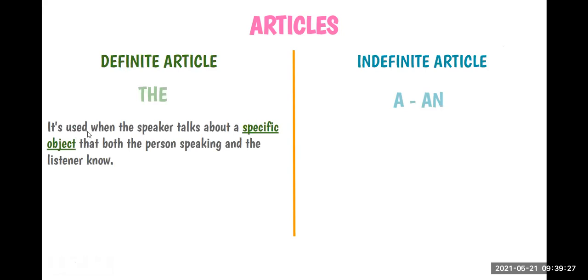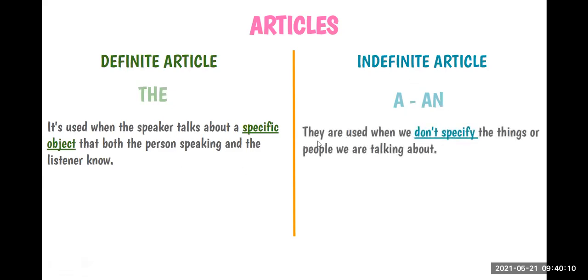So what is a definite article? It says it is used when the speaker talks about a specific object that both the person speaking and the listener know. So if I say the, we are talking about something that I know and that you know. Okay, for example, if I say the English class starts at 8:30. So this is something that I know, the English class, and something that you know. This is something definite. It's a specific thing, object, or place. Okay? So the, or person could be too.